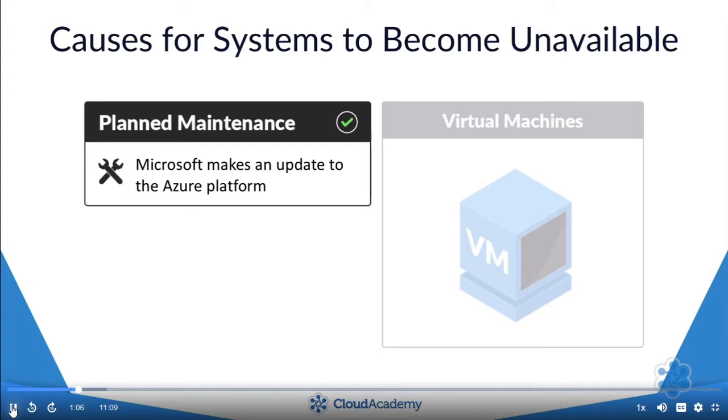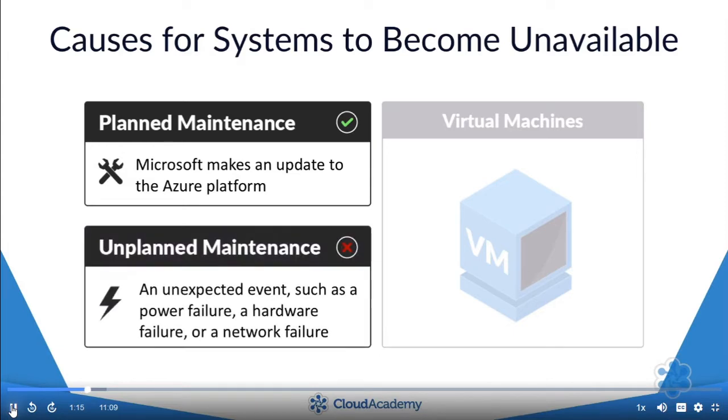However, there will be times when your VM will need to be rebooted, such as when Microsoft patches the hypervisor that's running the VM. Now, unplanned maintenance, as the name suggests, happens due to some unexpected event, such as a power failure, a hardware failure, or a network failure.